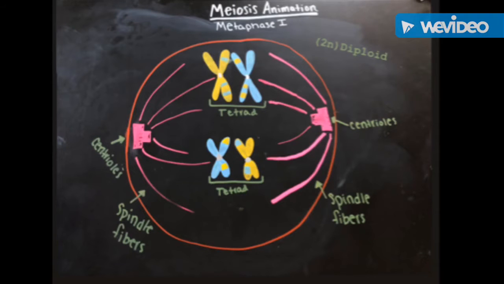Over the course of metaphase 1, the newly made homologous pairs begin to line up. The tetrads move towards the middle of the cell and form a line towards the equator. The centrioles and spindle fibers move to opposite sides of each other. The cell is 2N, or a diploid cell.